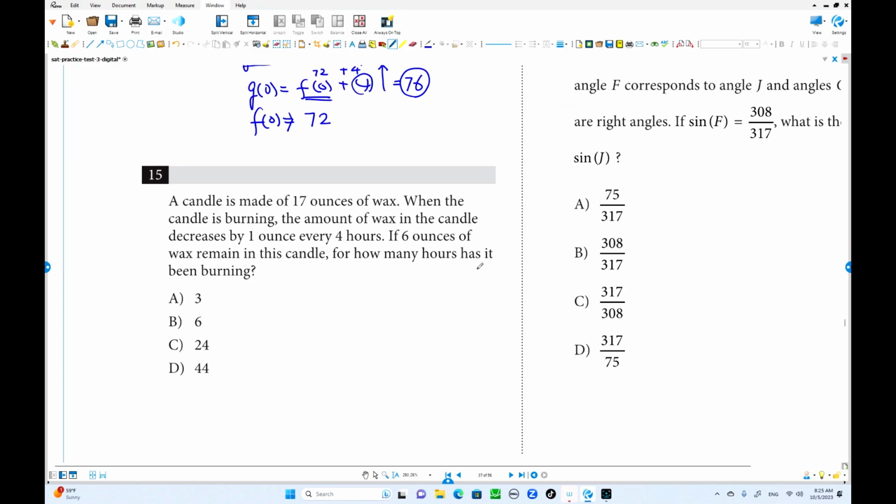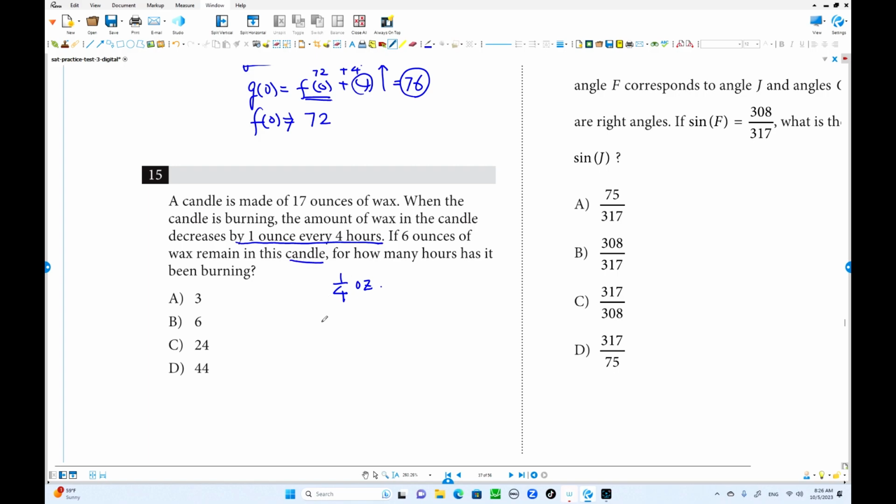A candle has 7 ounces of wax. When the candle is burning, the amount of wax in the candle decreases by 1 ounce every 4 hours. Okay, what is the burn rate for 1 hour? 1/4 ounce. So 6 ounces of wax remained in this candle.